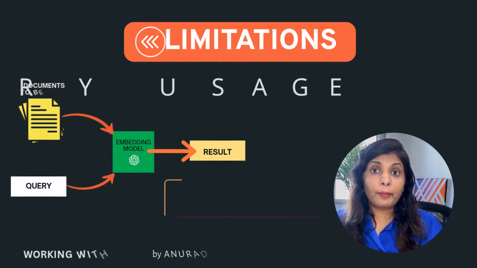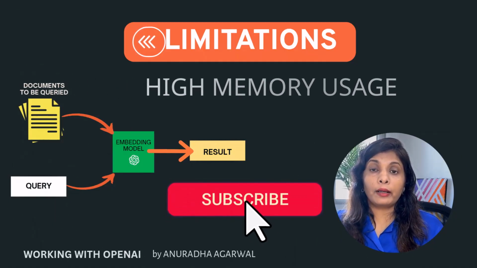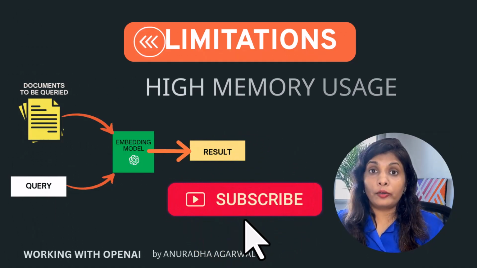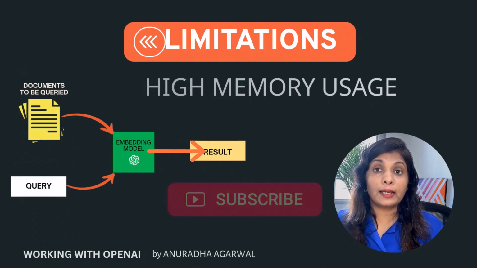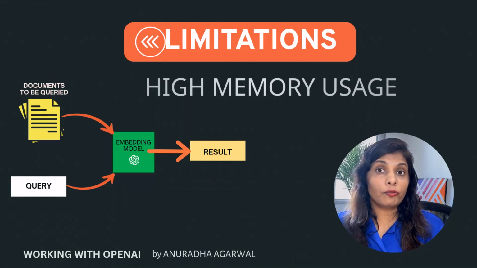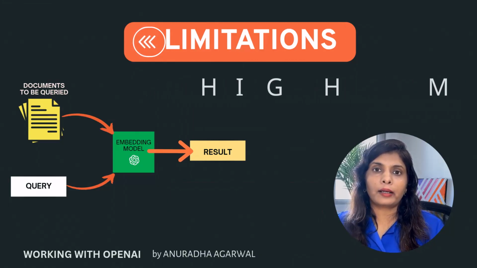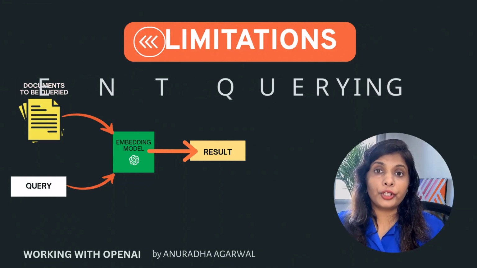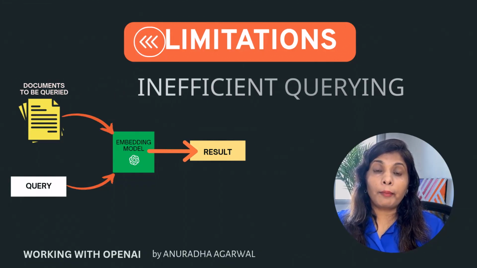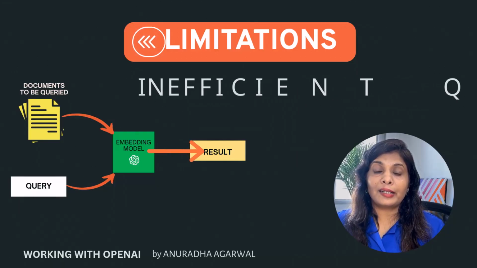Number one, high memory usage. Each embedding contains 1536 float values, typically taking around 13 KB of embedding space. Working with large datasets with thousands or millions of embeddings in memory becomes impractical. Second, inefficient querying. We recomputed embeddings at query time instead of storing them, which leads to unnecessary delays.